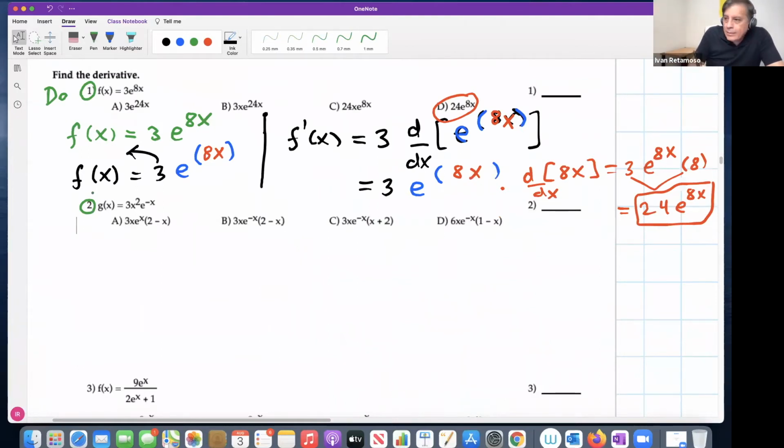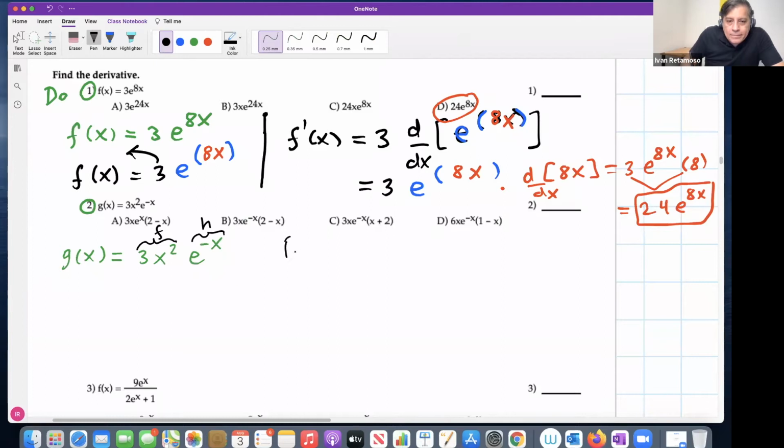Yeah, very similar. Try this, practice. g of x is equal to 3 times x squared multiplied by e raised to minus x. Hint, identify this with the function f. Call this f and call this your g. If the g here causes confusion with this, maybe you can use h.